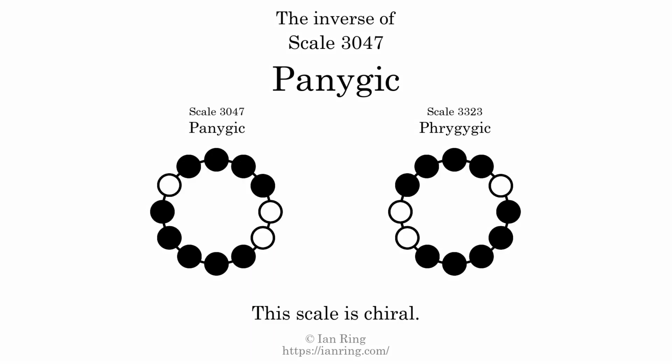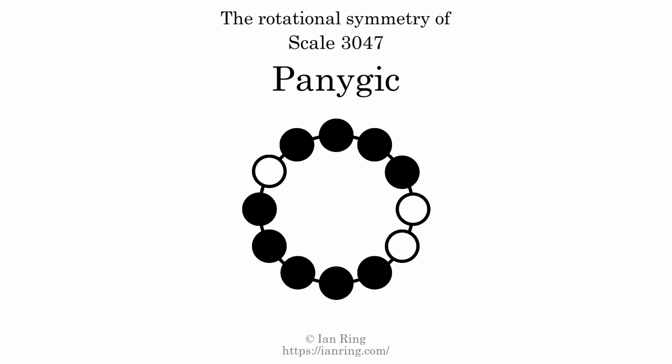The inverse of a scale is a mirror image. It is what you get when the sequence of intervals is reversed. The inverse of this scale is scale 3323, also known as Panygic. This scale is chiral. It cannot transform into its inverse by rotational transformation. This scale has no rotational symmetry.